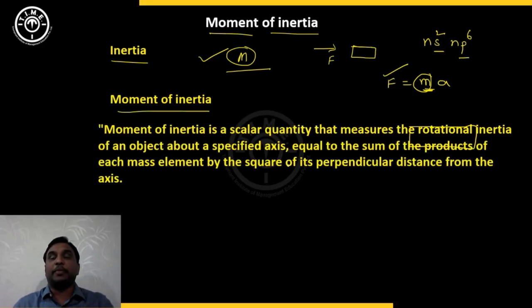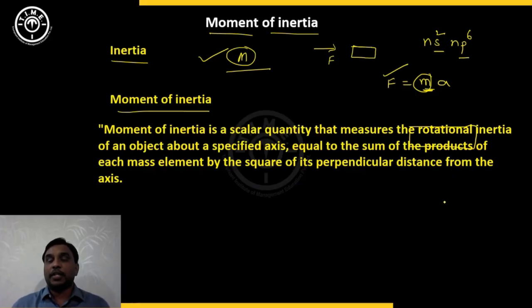How to calculate moment of inertia? Moment of inertia is a scalar quantity that measures the rotational inertia of an object about a specified axis, equal to the sum of the products of each mass element by the square of its perpendicular distance from the axis of rotation. This is the textbook definition.